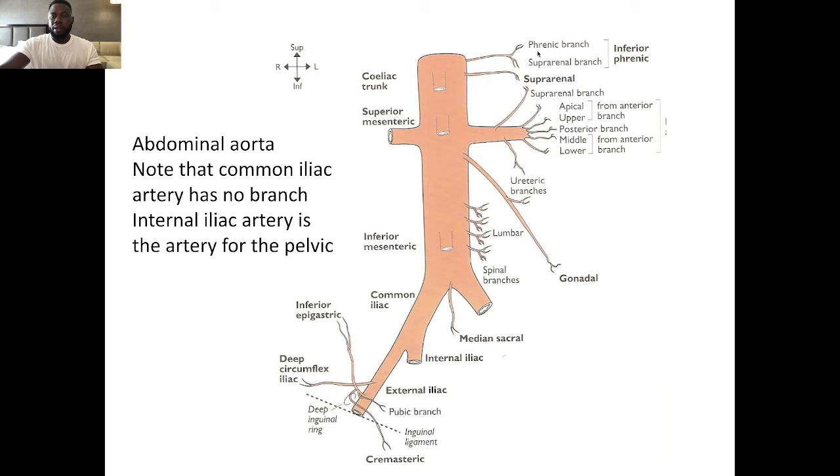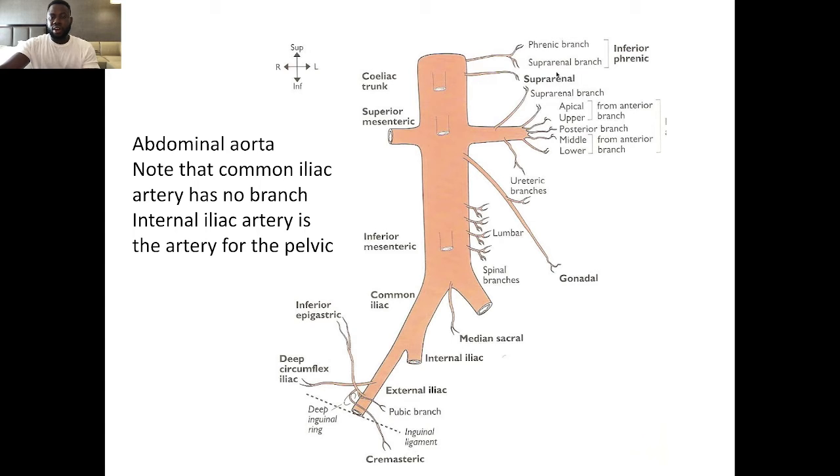Now this inferior phrenic is going to give us two branches: the phrenic branch, and then the suprarenal branch. This is the adrenal branch, the suprarenal branch. So we realize that these are the renal arteries over here. This is a renal artery. Then the kidney is going to be here, and on top of the kidney you will have the adrenal.